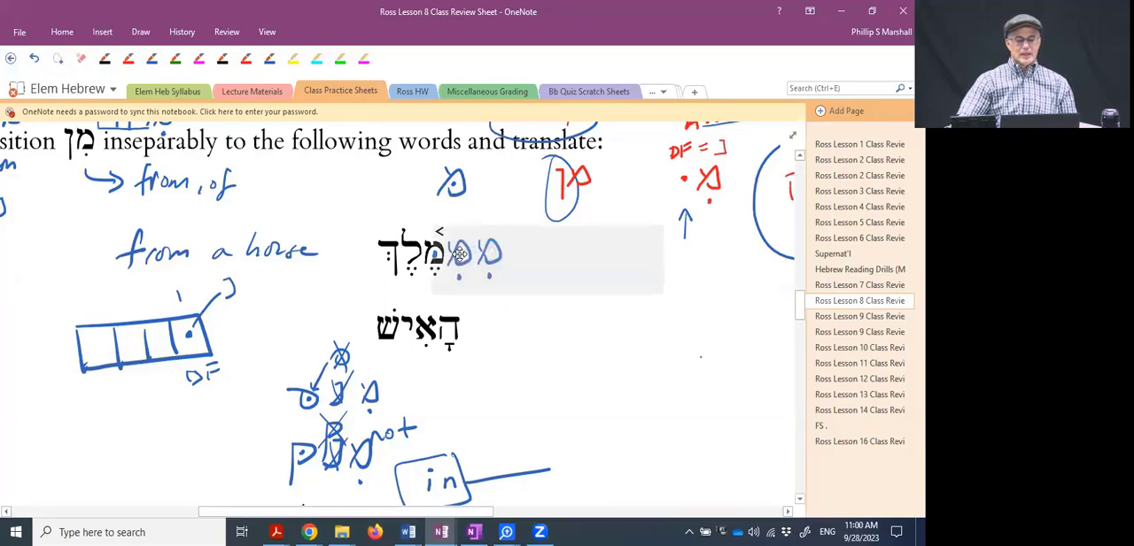So that's the way to write that. So mim melek with a dagesh forte. What does the dagesh forte represent? It represents the assimilated nun of min.